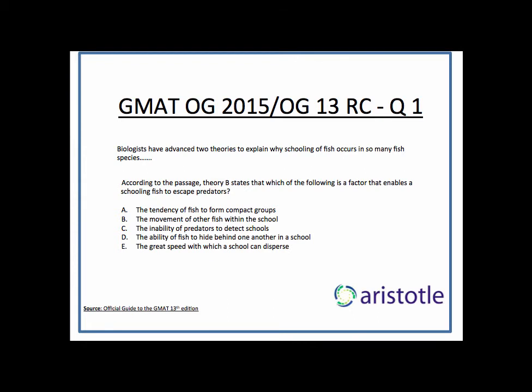D, the ability of fish to hide behind one another, is useless. E says the great speed with which a school can disperse, which is also absolutely useless. So B is the correct answer. A very easy question. The moment you see the phrase according to the passage, you should immediately know that you are looking at a detailed question, the answer to which will always be written in the passage.